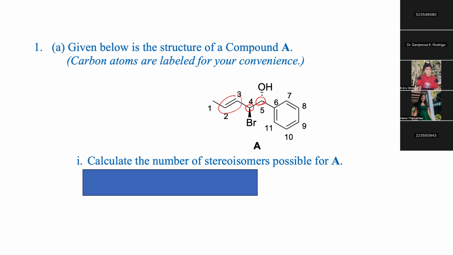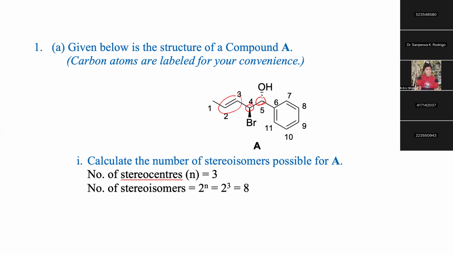Right. So then they're asking, calculate the number of stereoisomers possible for A. So how many isomers are possible then? Eight. Yes. So it's very simple, straightforward.